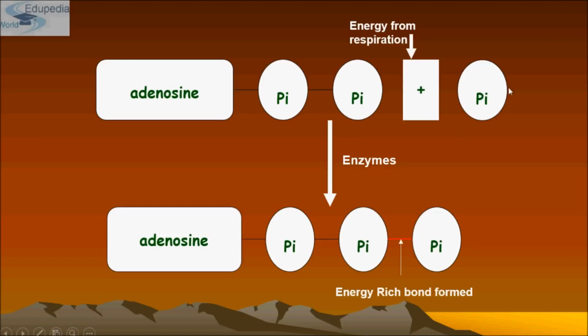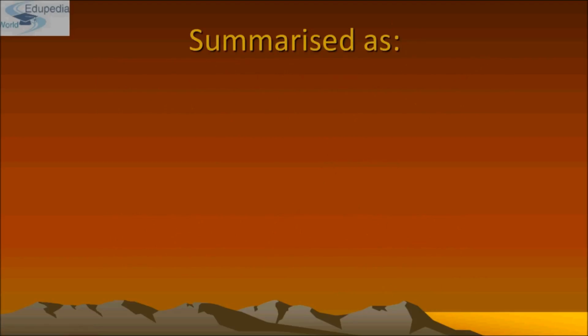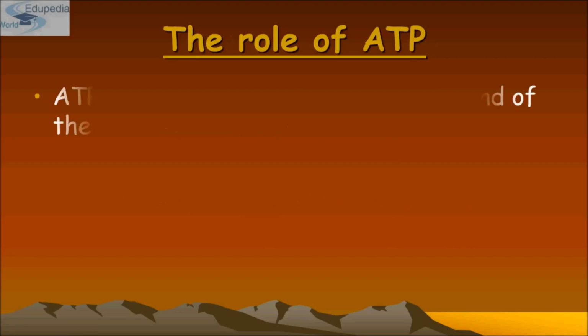As you can see, when adenosine diphosphate is combined with one molecule of inorganic phosphate, the energy is obtained from the respiration process. The bond which is formed between adenosine diphosphate and the inorganic phosphate is a very energy rich bond. How can it be summarized? ADP plus PI, that means inorganic phosphate, forms adenosine triphosphate, and the whole process is under the control of enzymes.